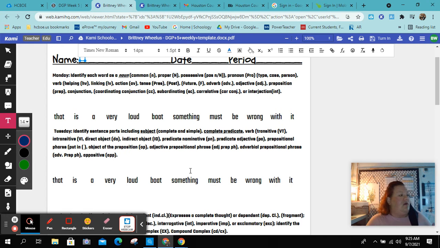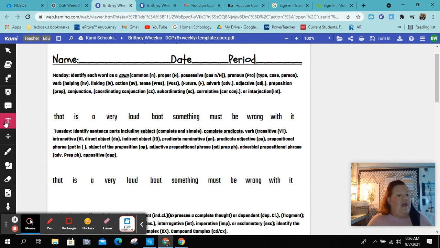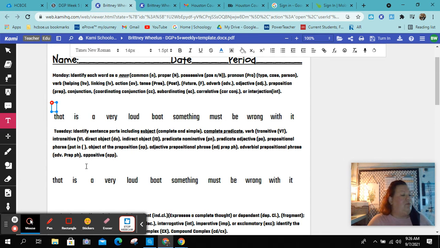On this sentence, we're going to go through and we're going to do Mondays and Tuesdays because we were out yesterday, okay? On Mondays, you are responsible for identifying the parts of speech. So what you are going to do is you are going to click on the T, okay? And you are going to put your cursor over each word individually, and you are going to type in the abbreviation for the part of speech for each word.